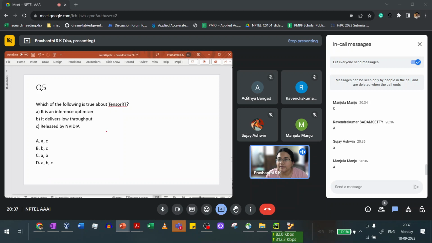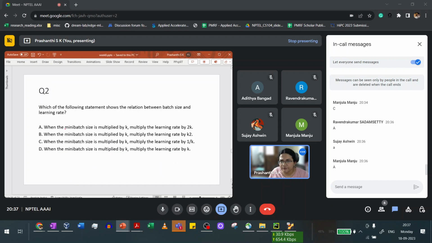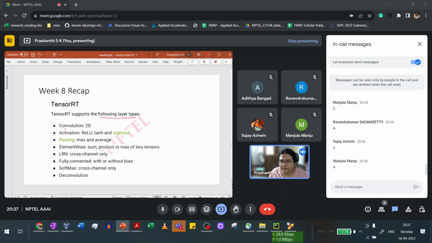Okay, let's take a look. It is A. It is an inference optimizer, as we discussed. It is also released by NVIDIA. Low throughput is false. If you remember, it says low latency, high throughput. So again, try to keep the definitions in mind. What does latency mean? What does throughput mean? And for any metric, you should have this idea of higher is better or lower is better.